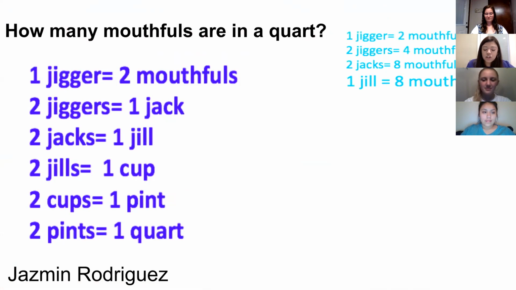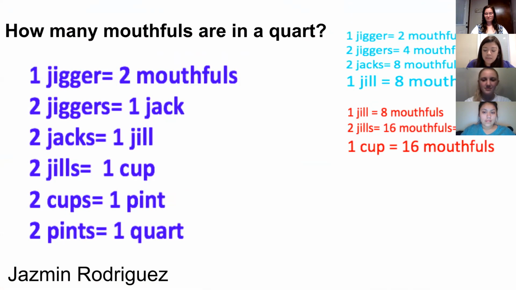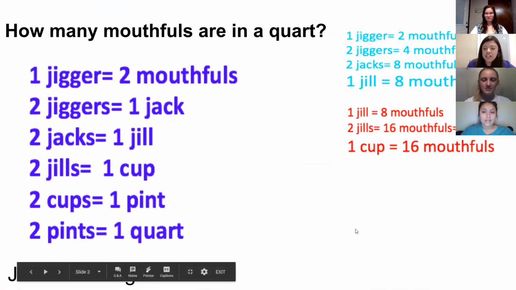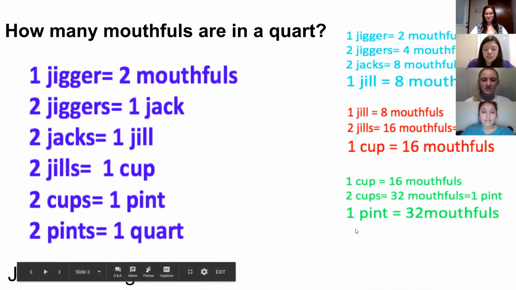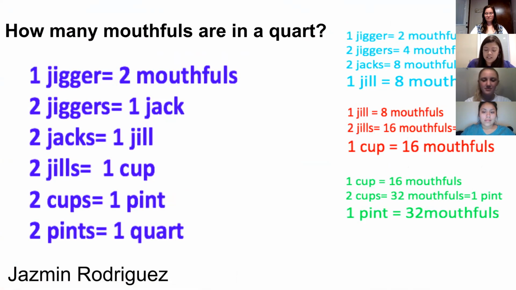Next, we want to know how many mouthfuls are in a cup. We just determined that there are 8 mouthfuls in a jill. So all we will do is double the number of jills to 2, which will also double the number of mouthfuls to 16. So 1 cup is equal to 16 mouthfuls. Third, we want to know how many mouthfuls are in a pint. Once again, 1 cup is equal to 16 mouthfuls. If we double it to 2 cups, that will be 32 mouthfuls. So 1 pint is equal to 32 mouthfuls.